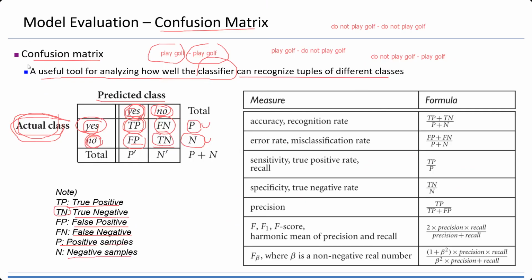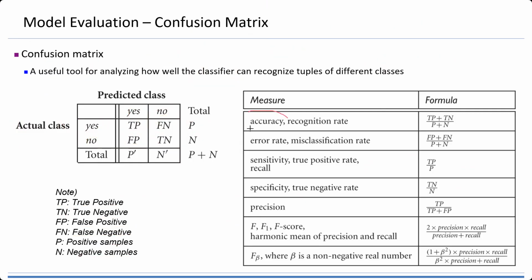So these are the formulas. We have the accuracy: TP plus TN divided by P plus N. We call it error rate if we have FP plus FN divided by P plus N. We call it sensitivity, or true positive rate, or recall. The formula is TP divided by P.